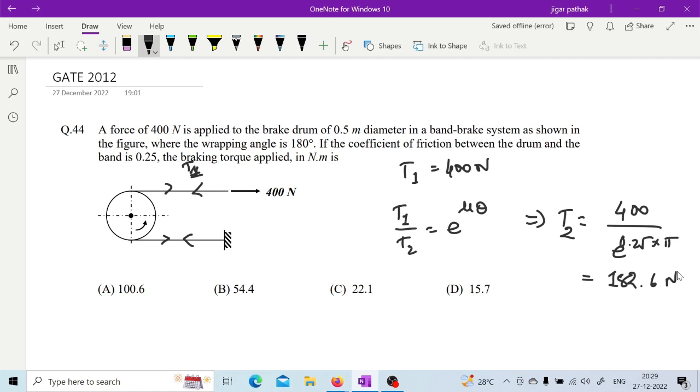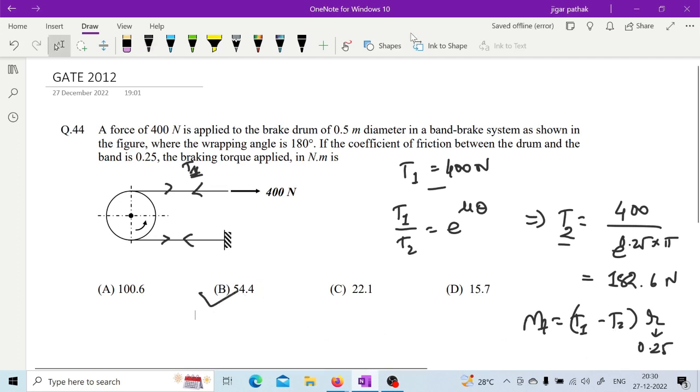Okay, then what is this torque? T1 minus T2. Yeah, so this MT is equal to T1 minus T2 into R. R is given as 0.5 meter by 2, right? That is 0.25. You have calculated T1 and T2, right? If you put all these values, then MT will come as 54.4.